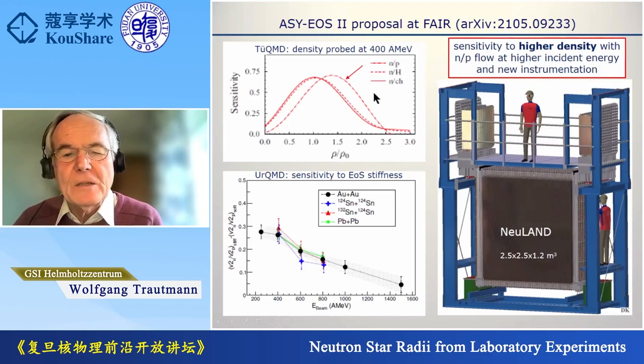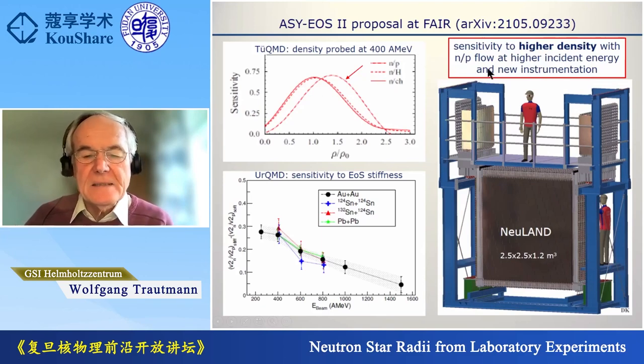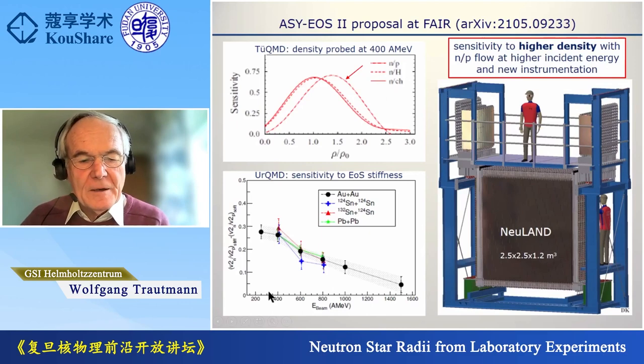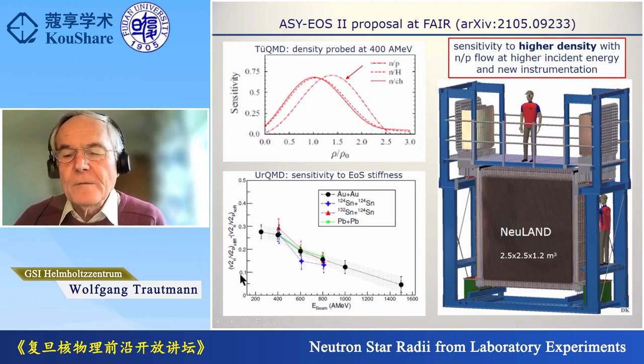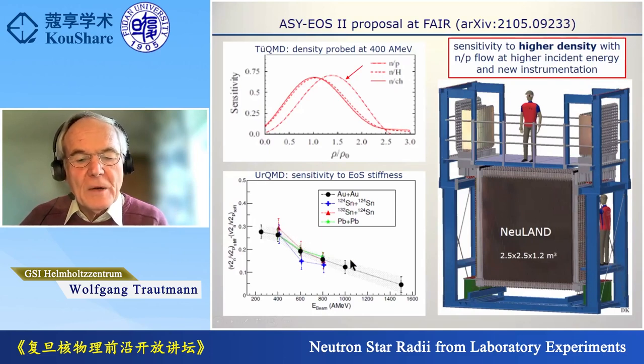Here I've already pointed out that if one is able to isolate protons from among the charged particles, then you get sensitivity to higher densities than with all charged particles. That's what we did in the existing data, and also to higher bombarding energy. Then we'll also test higher densities. Now, with higher bombarding energy, as plotted here, the sensitivity of the signal of the elliptic flow ratio decreases with increasing bombarding energy.